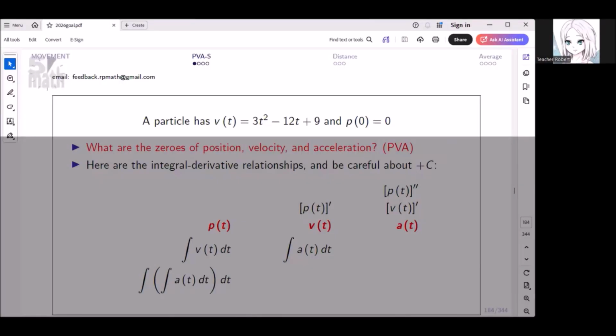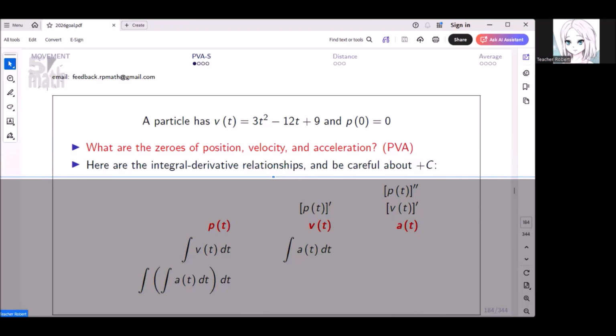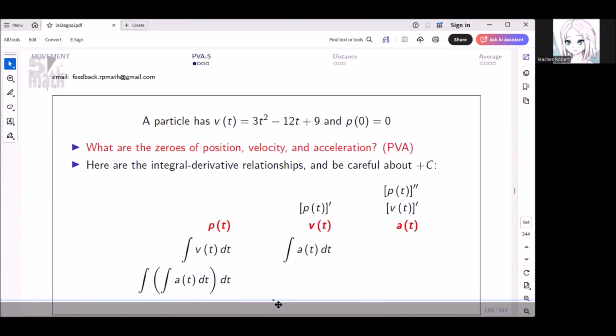A particle has v of t equals 3t squared minus 12t plus 9, and p of 0 equals 0. What are the zeros of position, velocity, and acceleration? PVA. Here are the integral derivative relationships, and be careful about plus c.